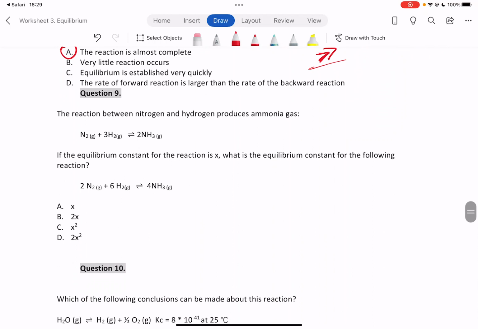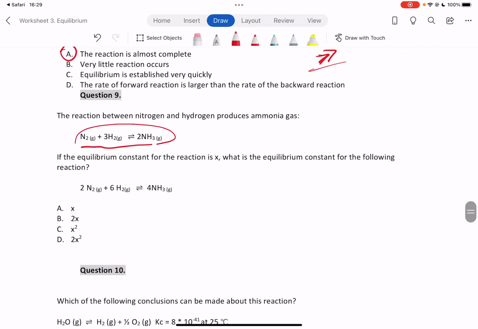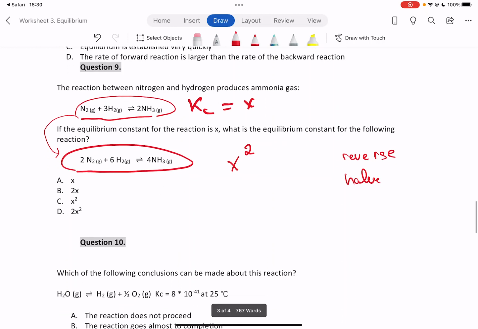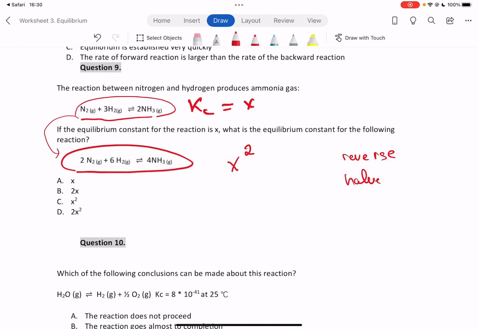So let's take a look at here. The reaction is given in here. What's the difference between the first and second? The Kc for the first one is x. In the second one, what did we do? We increased the coefficients by 2 times, so it becomes x squared. We need to remember this for reversing and for halving. What happens whenever we halve the coefficients? What happens when we reverse the coefficients? So if we increase the coefficients 2 times, the resulting K would be x squared.